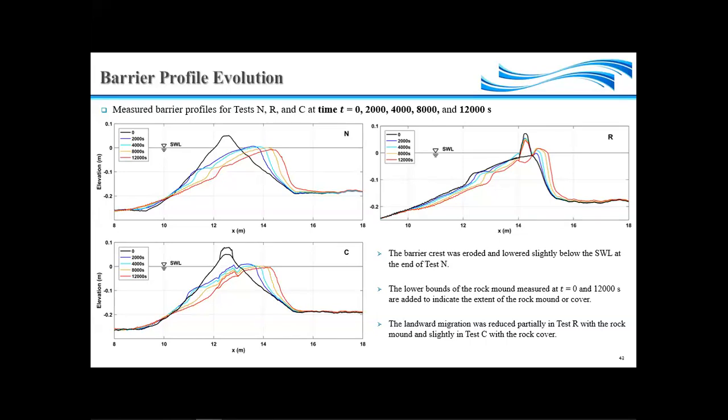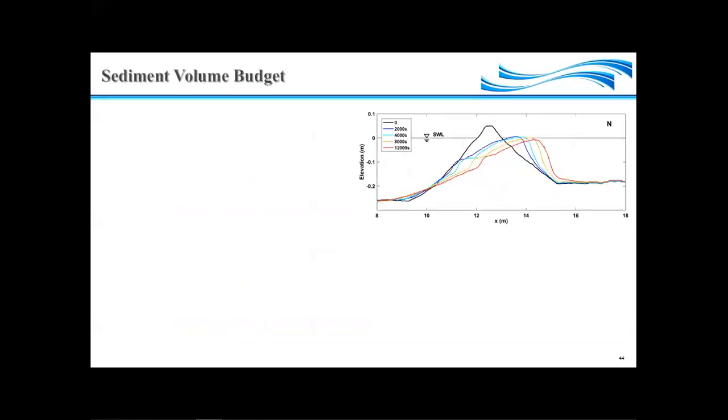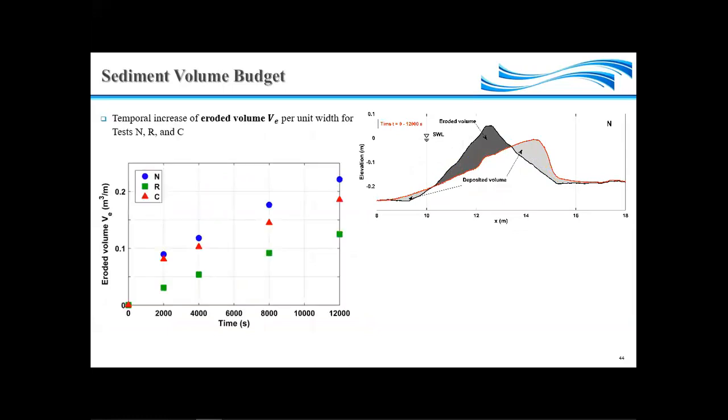The question is why? We want to show the eroded area and deposited area. You want to know how things change in time. So this eroded volume, as time goes by, you erode it more. N is the no structure case. C is single layer or a rock cover. It's not too much different in terms of erosion here. So the conclusion: single layer is not effective.